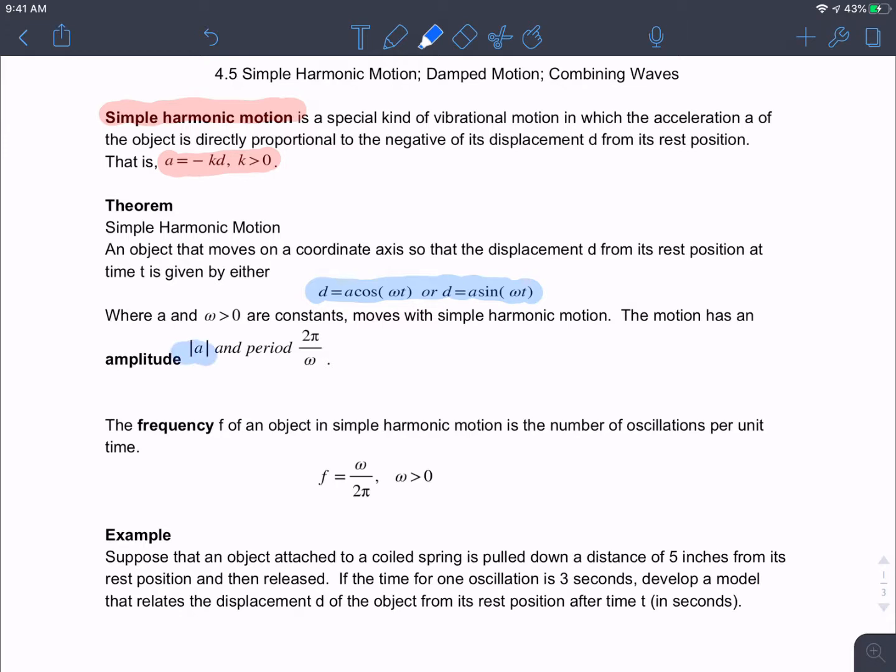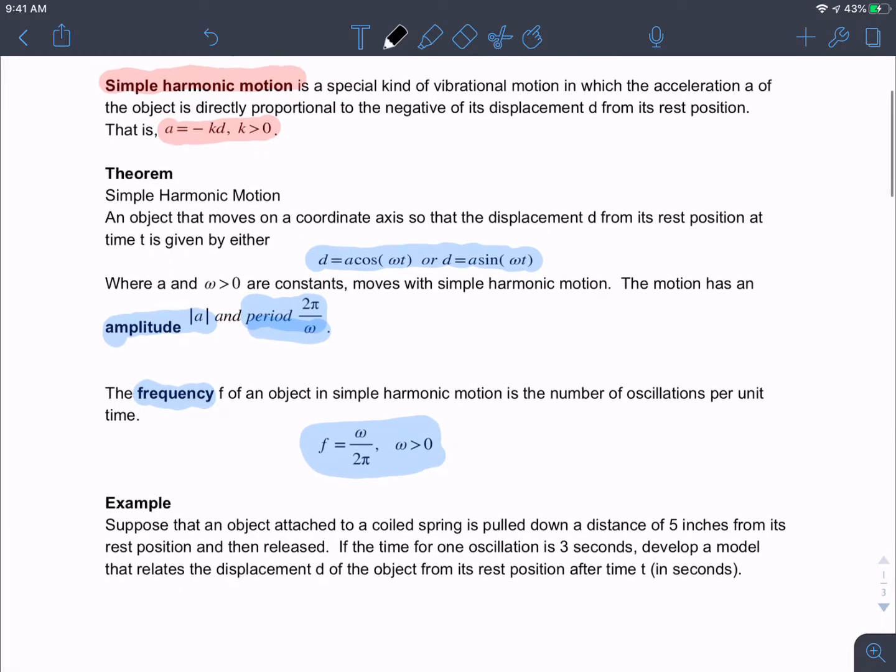The amplitude is going to be A, and the period is going to be 2 pi over omega. And then from there, we'll be able to use that formula to solve for our problem. Frequency is simply the reciprocal of the period. And so if you know what the period formula is, frequency is just it being reciprocated. Let's go ahead and try to use this information to solve for one of our examples.